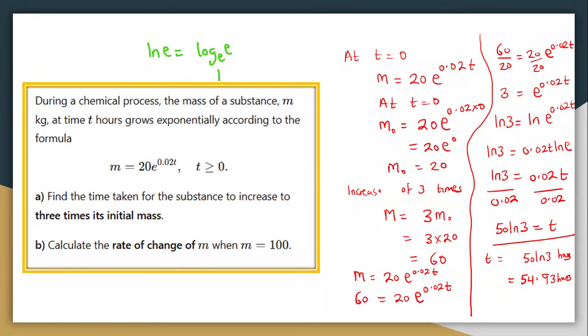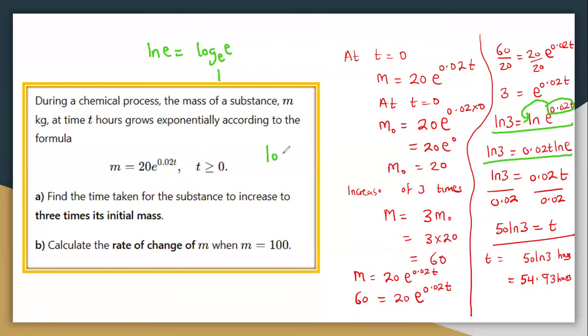After introducing the natural log, I request for pardon from there. I had 3 is equal to e to the power 0.02t. Are you seeing this? Yes, teacher. So that is the same as having log of e to the power 0.02t.